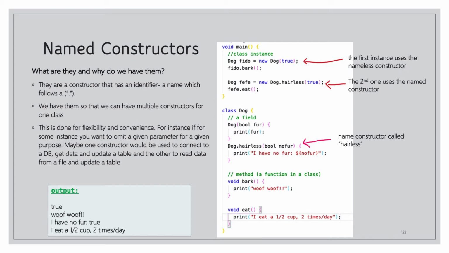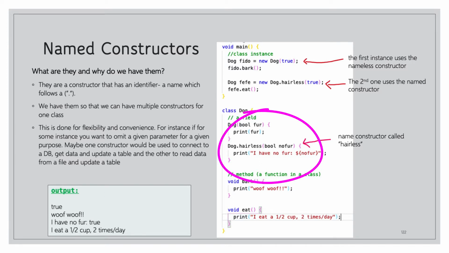There's something known as named constructors. What are they and why do we have them? They are constructors that have an identifier, a name that follows a dot. We have them so that we can have multiple constructors associated with one class. This is done for flexibility and convenience. For instance, if you want to omit a given parameter for a given purpose, you can use a separate named constructor. Maybe one constructor would be used to connect to a database, get data, and update a table, and the other to read data from a file and update a table.